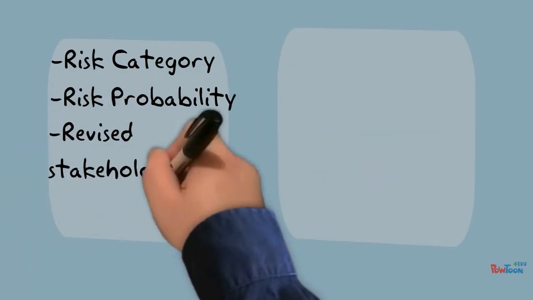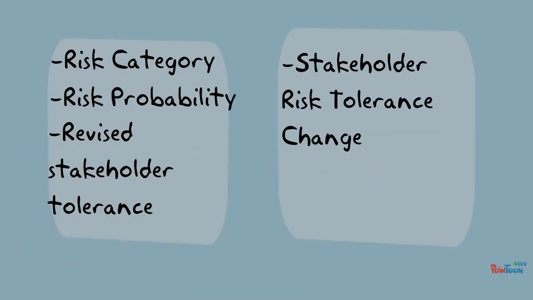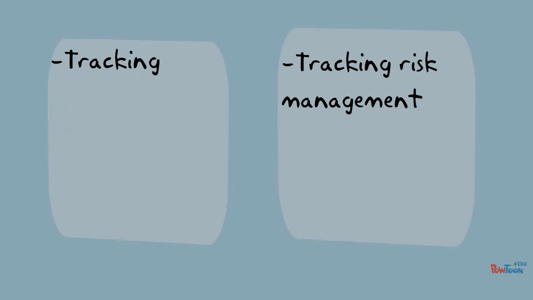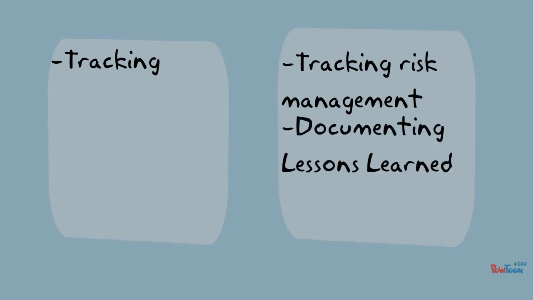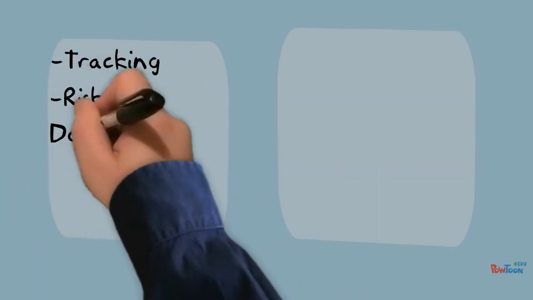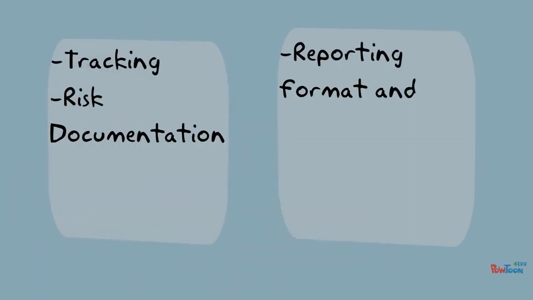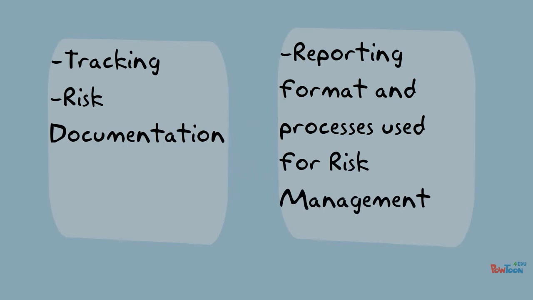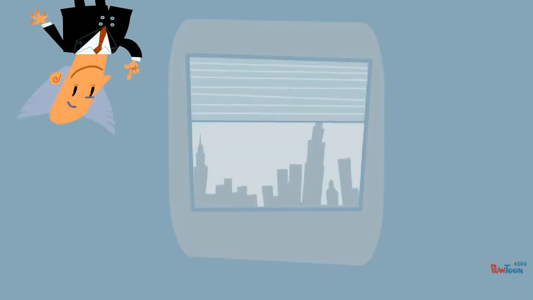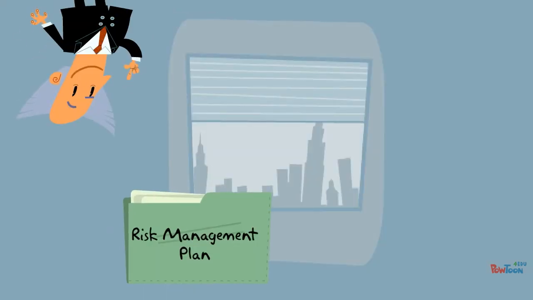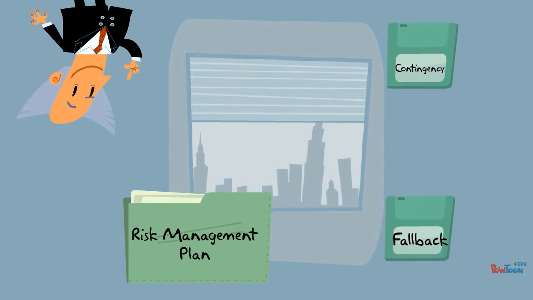Revised stakeholder tolerance. Has stakeholders' risk tolerance changed? How will changes affect the project? Tracking. How will the team track risk management? How will lessons learned be documented and shared? How will they be audited? Risk documentation involves what reporting format and processes will be used for this risk management activity. In addition to your risk management plan, many projects also include contingency plans, fallback plans, and contingency reserves.